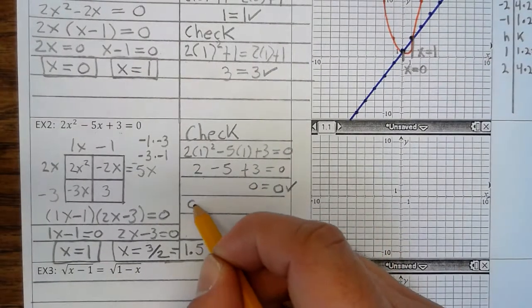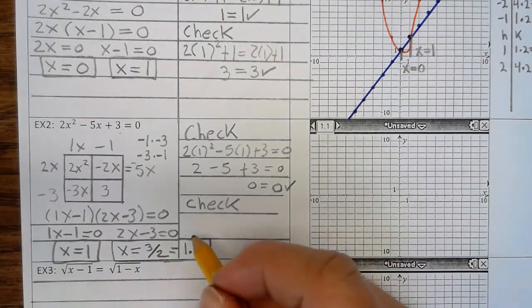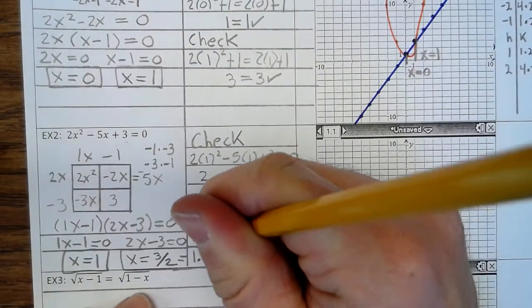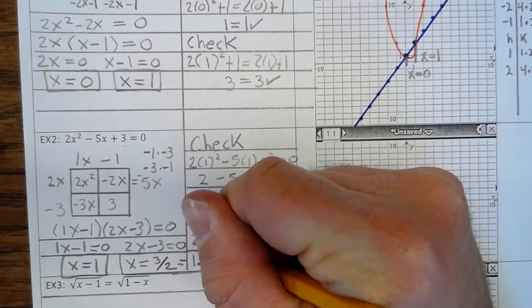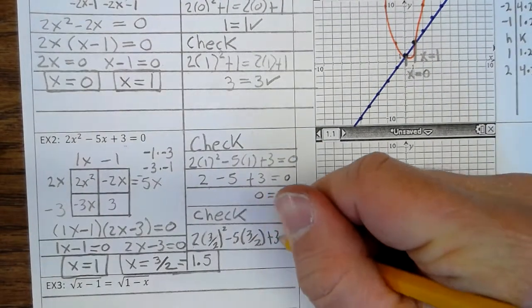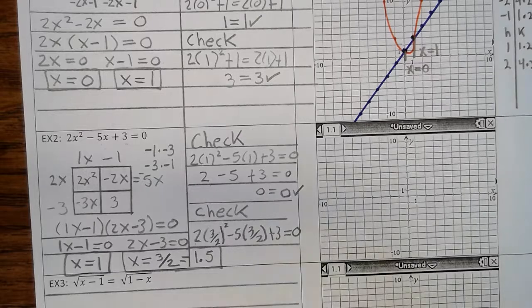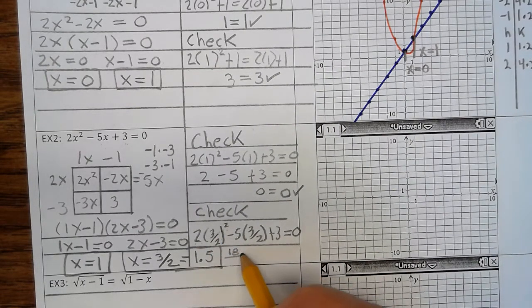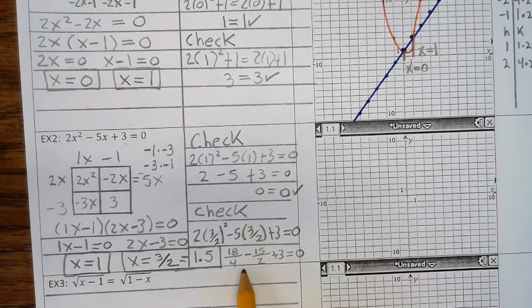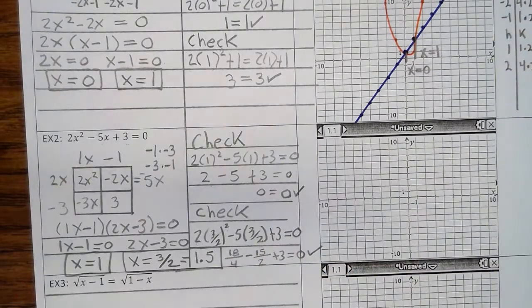So then let's check 1.5. Actually, we can probably do 3 over 2 squared minus 5 times 3 divided by 2 plus 3 equals 0. Well, that becomes 9 over 4. See, 3 squared is 9, over 4. 9 times 2 is 18, so that's 18 divided by 4 minus 15 divided by 2 plus 3. And you can plug that in the calculator and you see that that equals 0, 0 equals 0, and that checks.